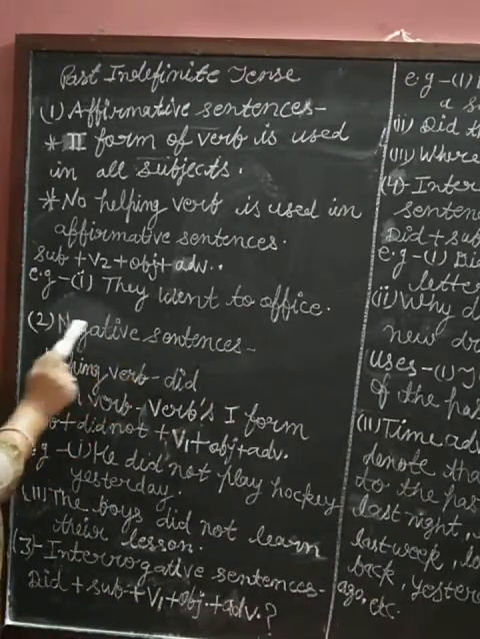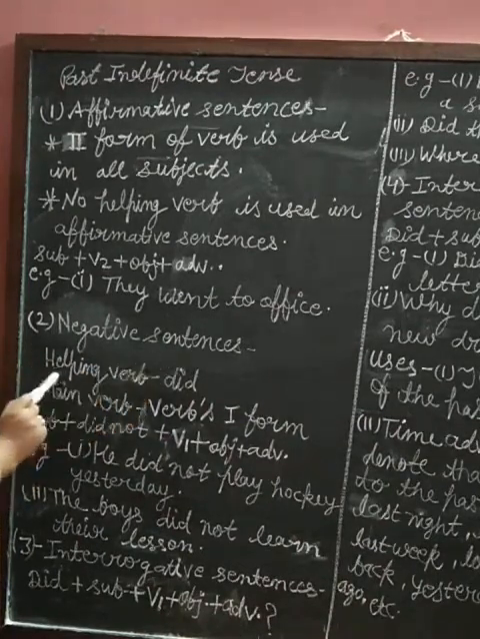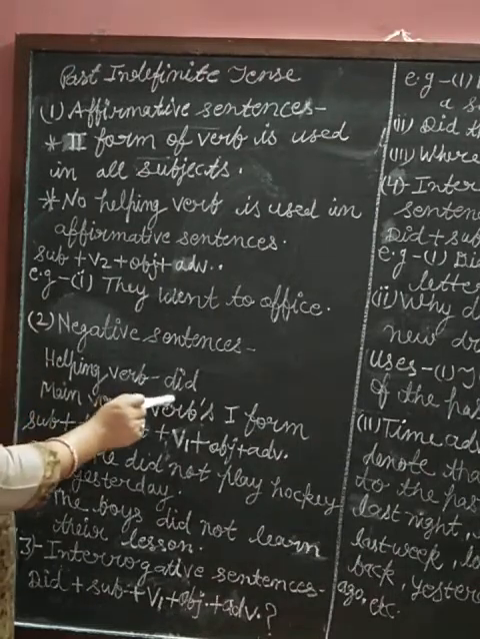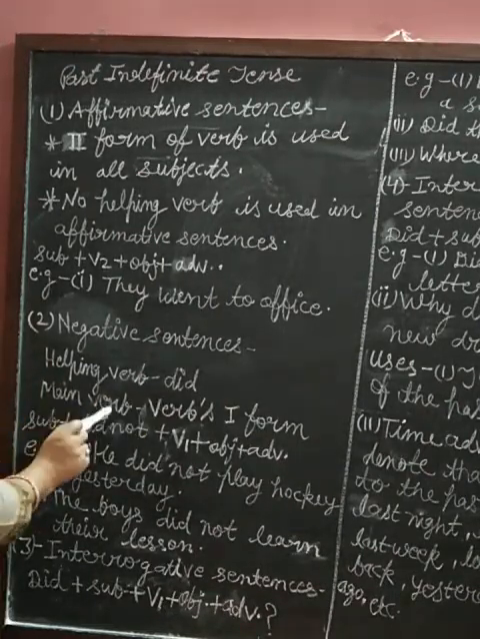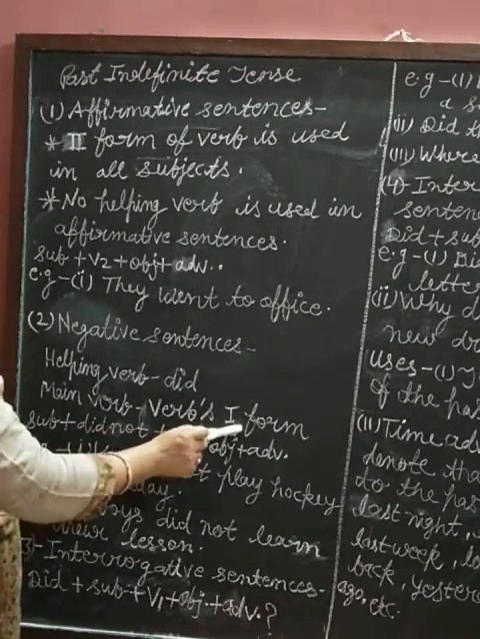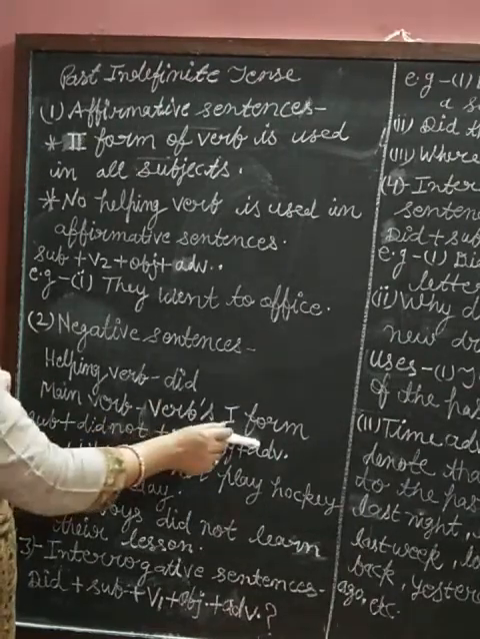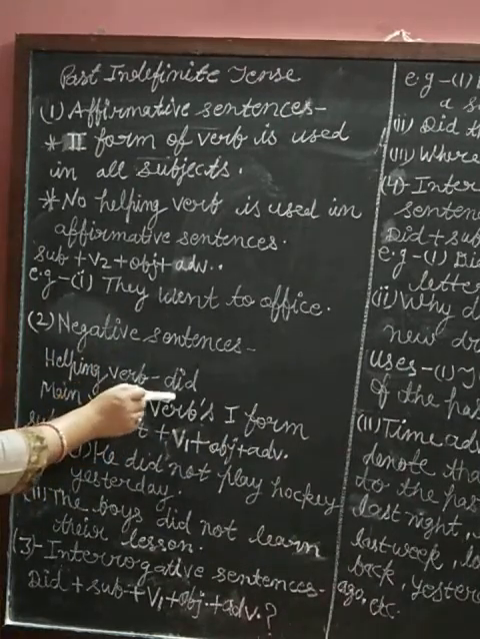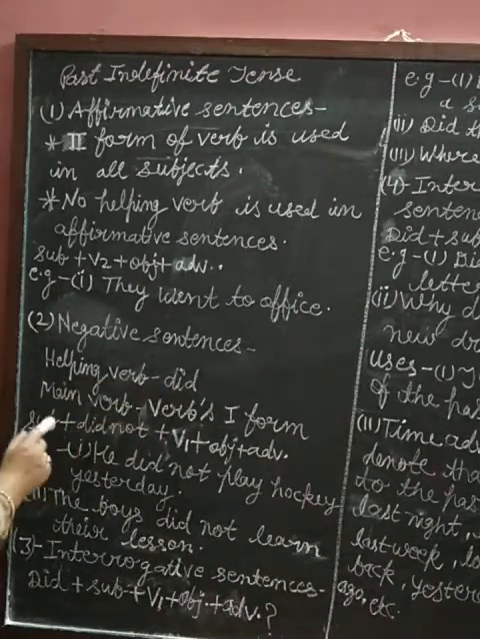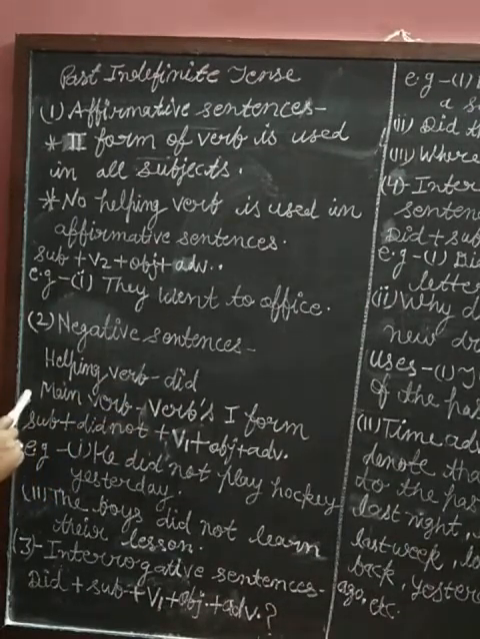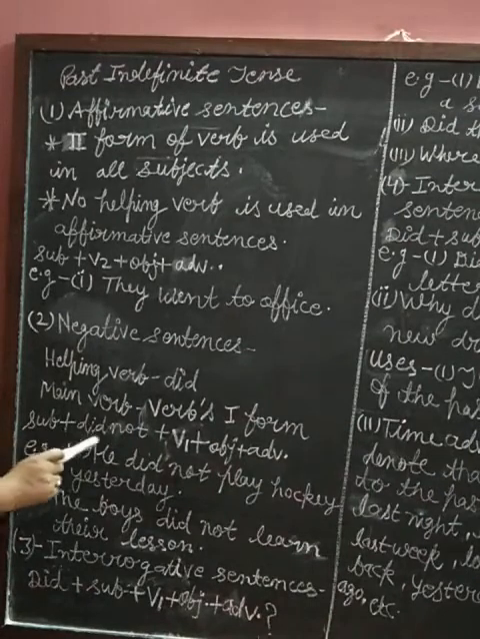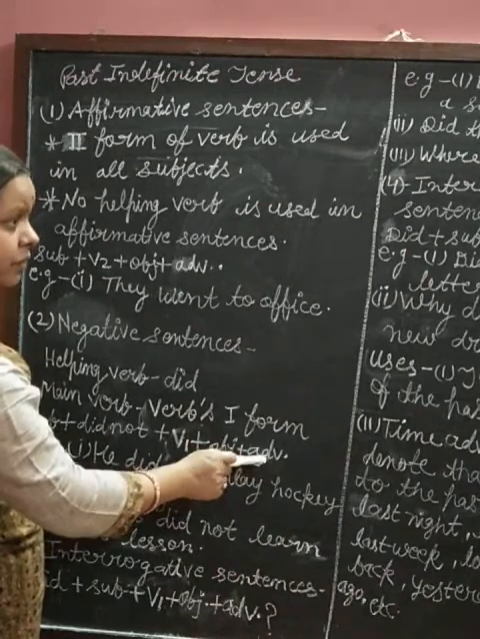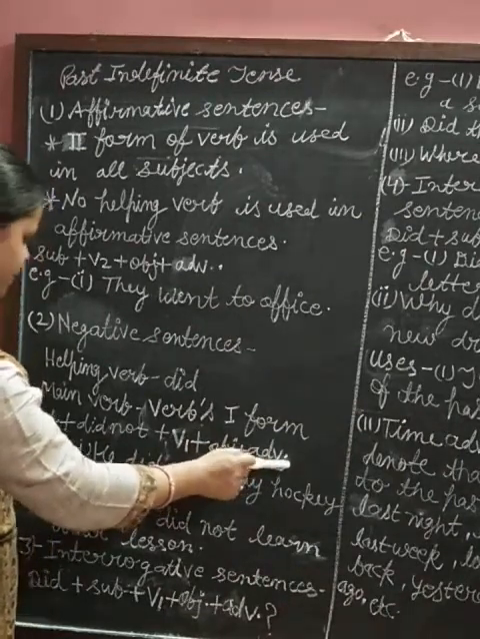Negative sentences. How do we make negative sentences? In negative sentences, we use the helping verb did with all subjects. As a main verb, we use the verb's first form. The pattern is: subject plus did not plus verb's first form plus object plus adverb or adverbial, and last, full stop.